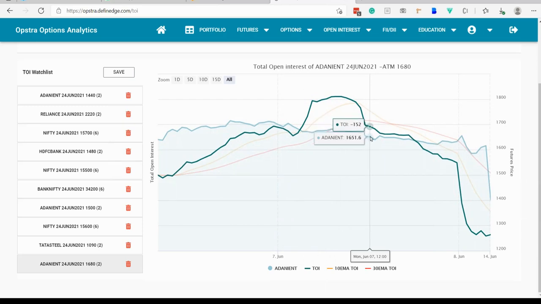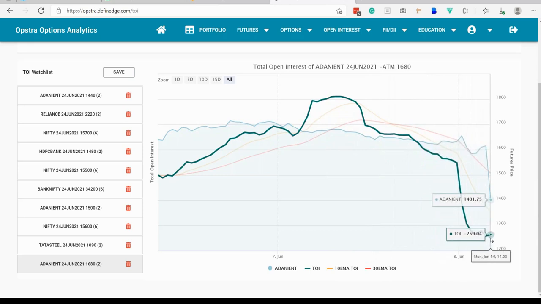And after that, it was continuously going downhill. And of course, everyone knows where Adani went later on. I'm not saying that once it gives a sell signal, stocks fall that much. But the main point which I said earlier was it was shouting, "Don't be long." That was the biggest signal it was giving after coming down from 1700.